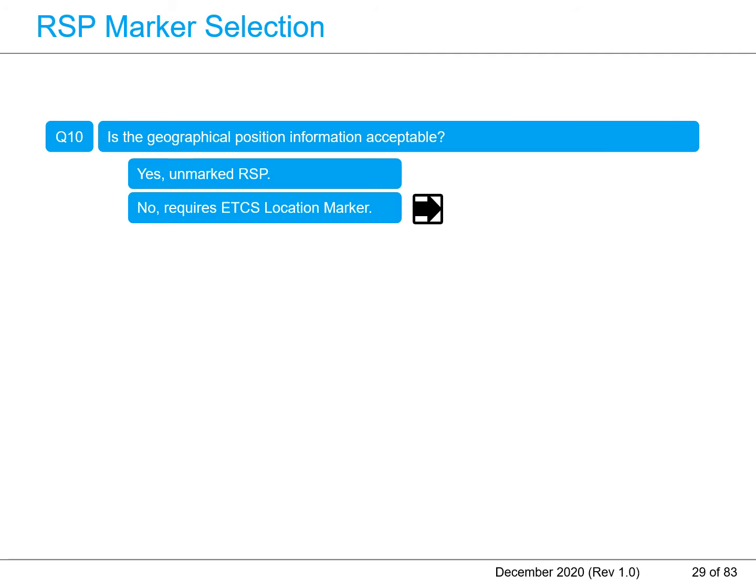Question 10 is the final question. Is the geographical position information acceptable? If yes, the RSP will be an unmarked RSP. If no, the RSP requires an ETCS location marker.